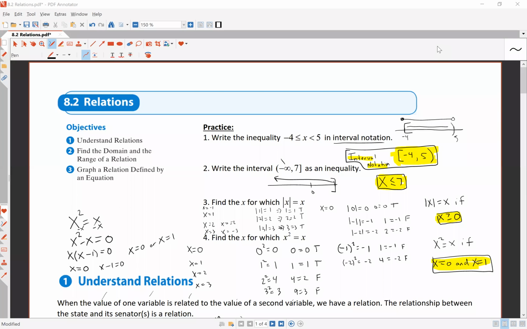This video covers section 8.2, Relations, Objective 3, Graph a relation defined by an equation.